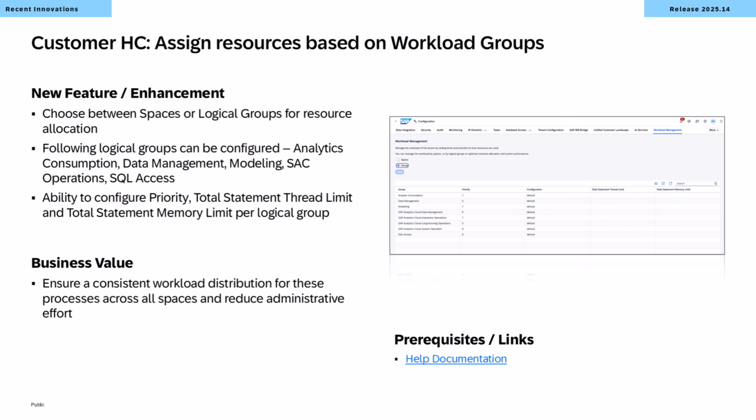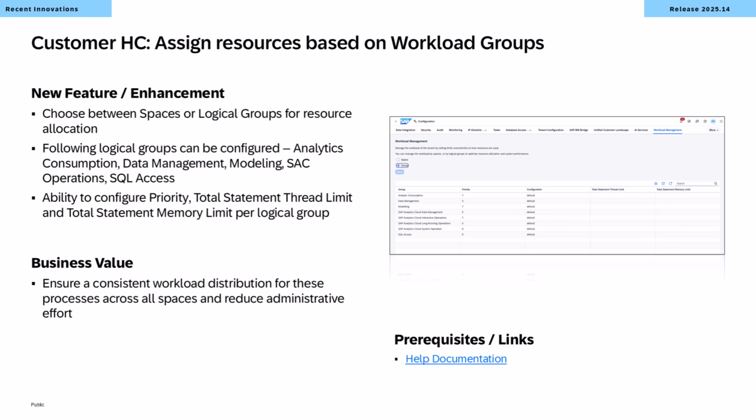So first of all, why do we need resource assignment on workload group level instead of a space level? So today, everything that you do from a workload configuration perspective by default is on a space level, which means that each space is a workload class and that each workload class gets its own resources. And what you could do today as an administrator, before the release of this feature, was decide which space can use up to what total statement thread limit and total statement memory limit, and what could be the priority of each space.